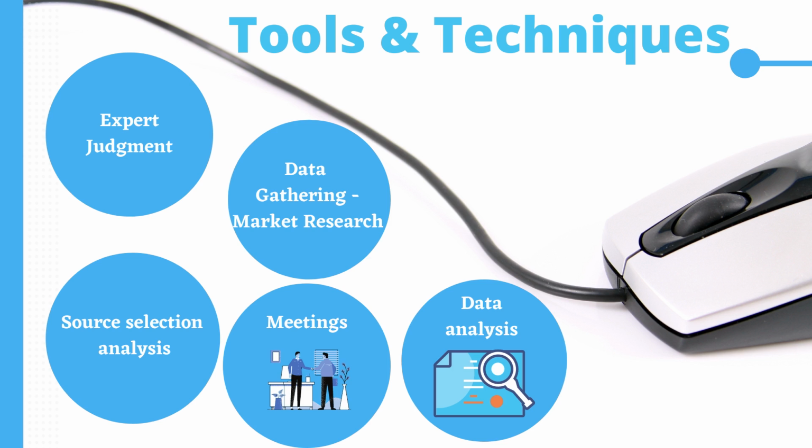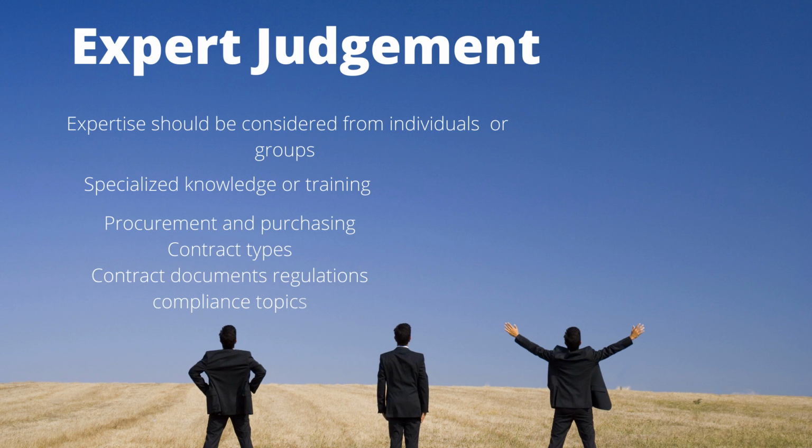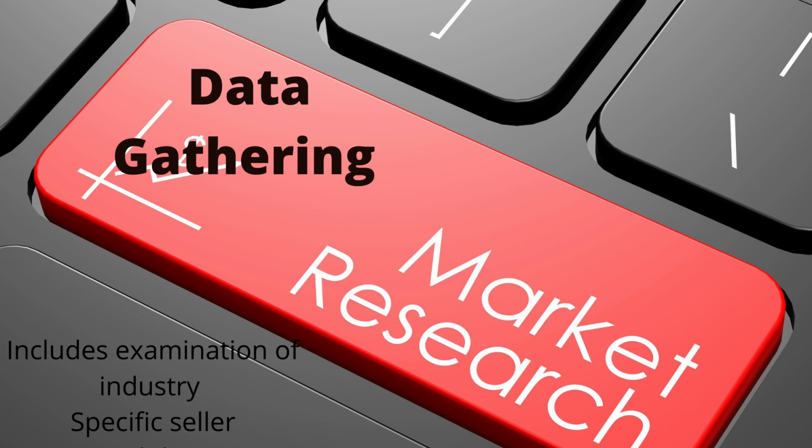Now, let's consider tools and techniques required for the plan process. Here, we have expert judgment, data gathering, source selection analysis, meetings, and data analysis. The two tools and techniques we will be analyzing are expert judgment and data gathering. Expert judgment, where expertise should be considered from individuals or groups with specialized knowledge or training in topics such as procurement and purchasing, contract types, contract document regulations, and compliance topics.